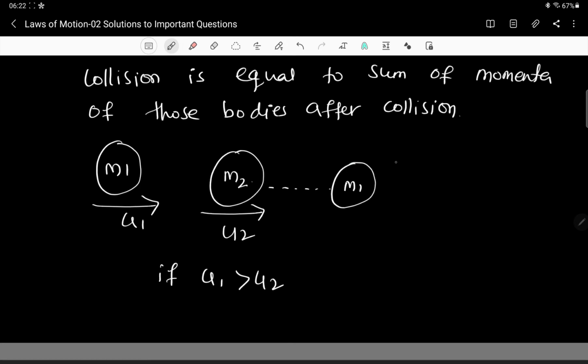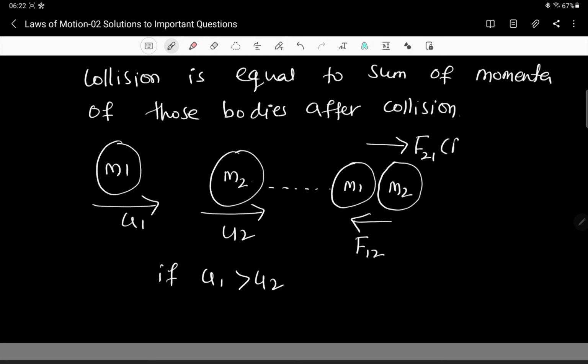Here is the body with mass m1, here is the body with mass m2. They will collide with each other. Now on colliding, this body m1 will apply some force on body m2. That force I will call F21. F21 means force on second body due to first body. This is action. Similarly, this m2 will also apply some force on this body m1. So this is called F12, the force on first body due to second body.